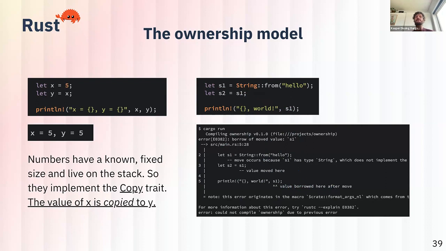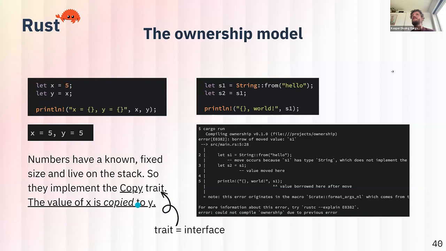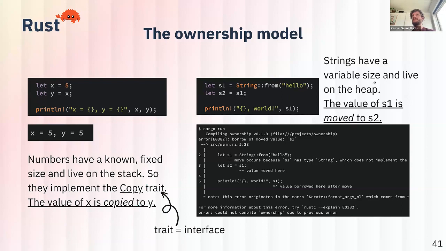So the difference here is actually related to what we just talked about, the stack and the heap. Numbers have a known and fixed size, and they live on the stack. So they implement the Copy trait, which is an interface in Rust. Rust will just copy them, which is faster than doing something with a pointer. Whereas a string has variable size and lives on the heap, so those are more expensive to use and move.